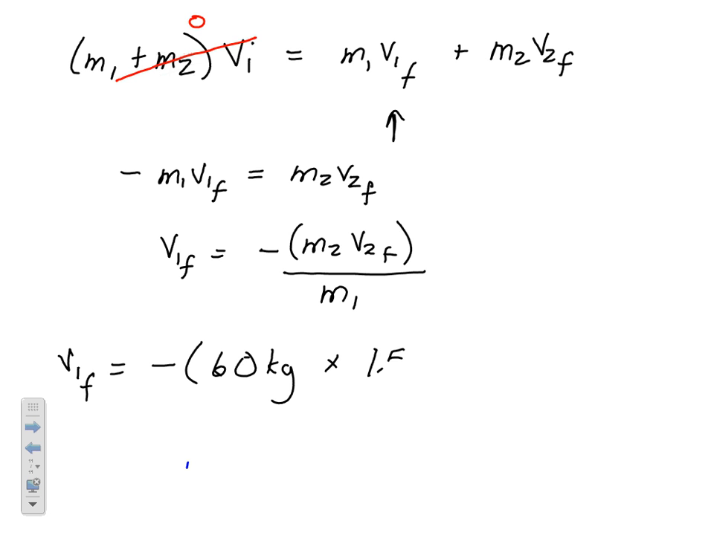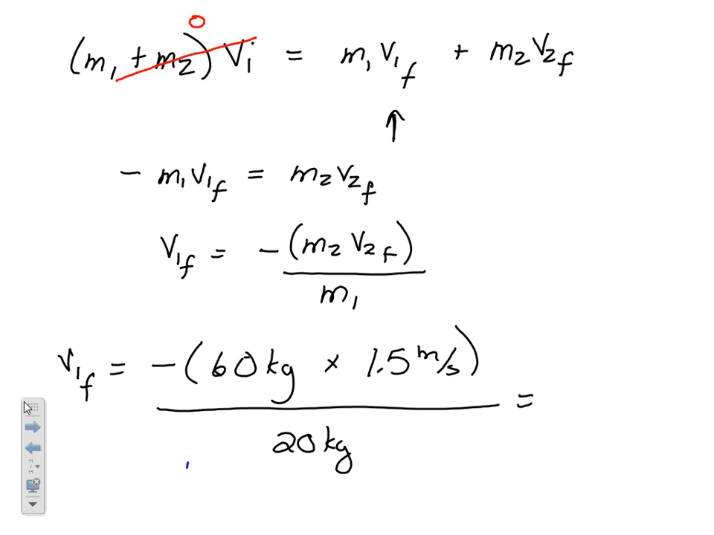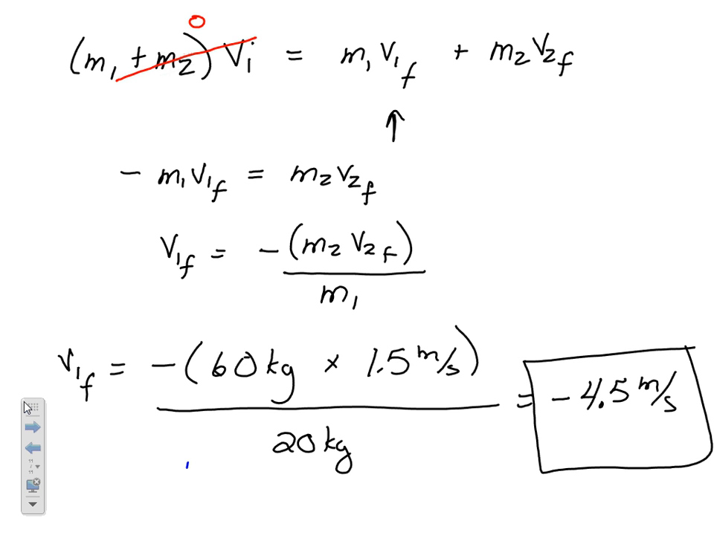So, using our values, the student leaves the kayak at 1.5 meters per second, and we divide by the mass of the kayak. So you can see that the kayak will drift away from the student at negative 4.5 meters per second, which means it's drifting in the opposite direction than the student jumped.